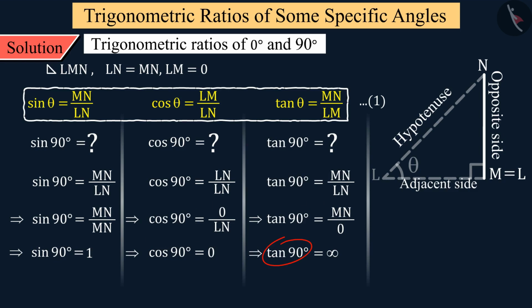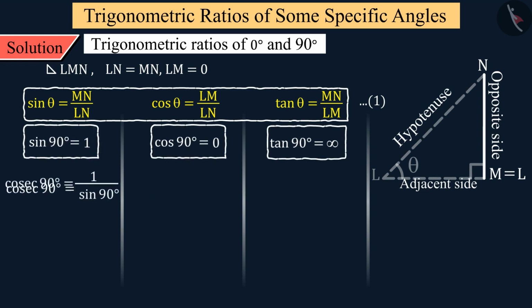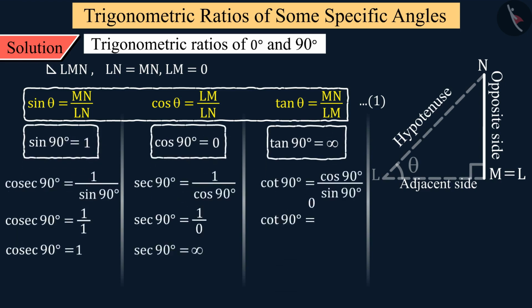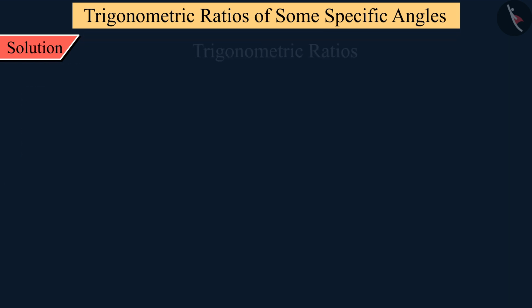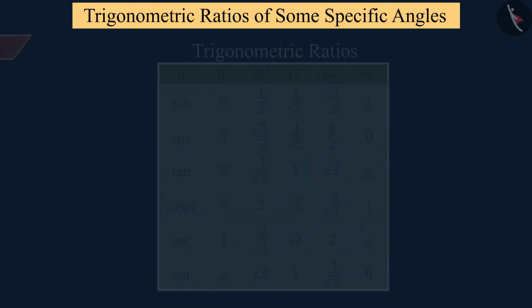But the value of tan 90 degrees is undefined. Similarly, if we talk about cosec, sec and cot 90 degrees, then the values of cosec and cot 90 degrees are 1 and 0 respectively. And the value of sec 90 degrees is undefined. Let us display the values of trigonometric ratios of all the acute angles by a table.